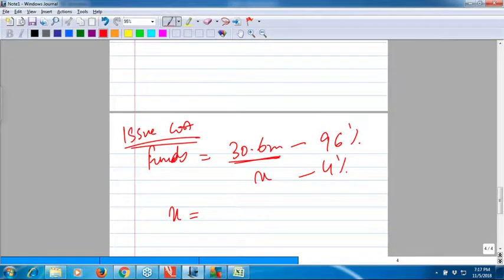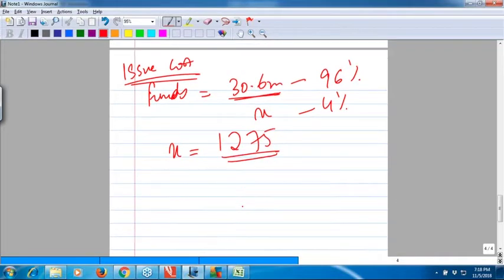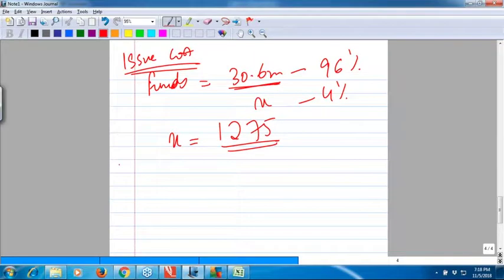Please share the issue cost amount. Okay, so it's going to be 1.275 million, or as we say, 1275, because we're working in thousands. So the issue cost is going to be 1275. Now what next is there? So we are done with the issue cost. Now what next?